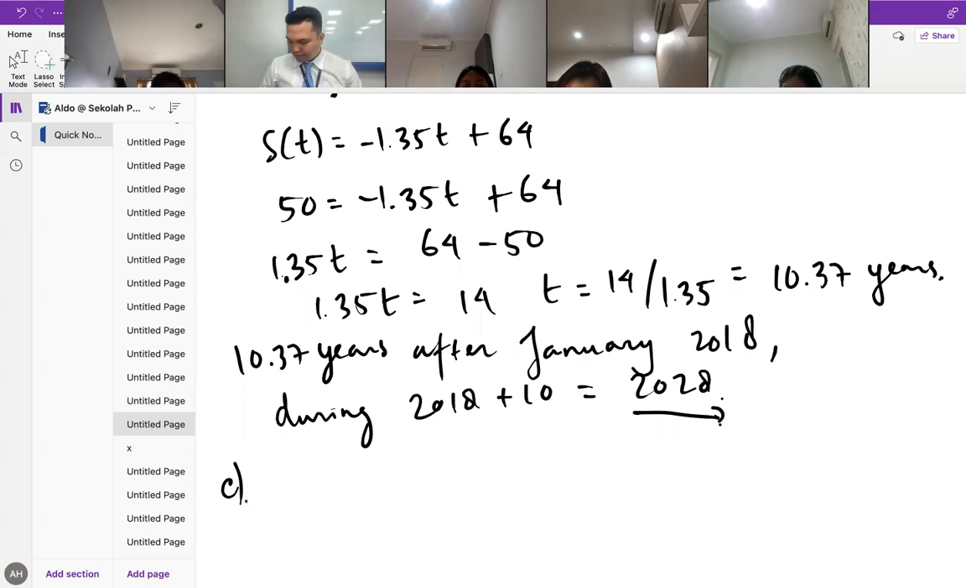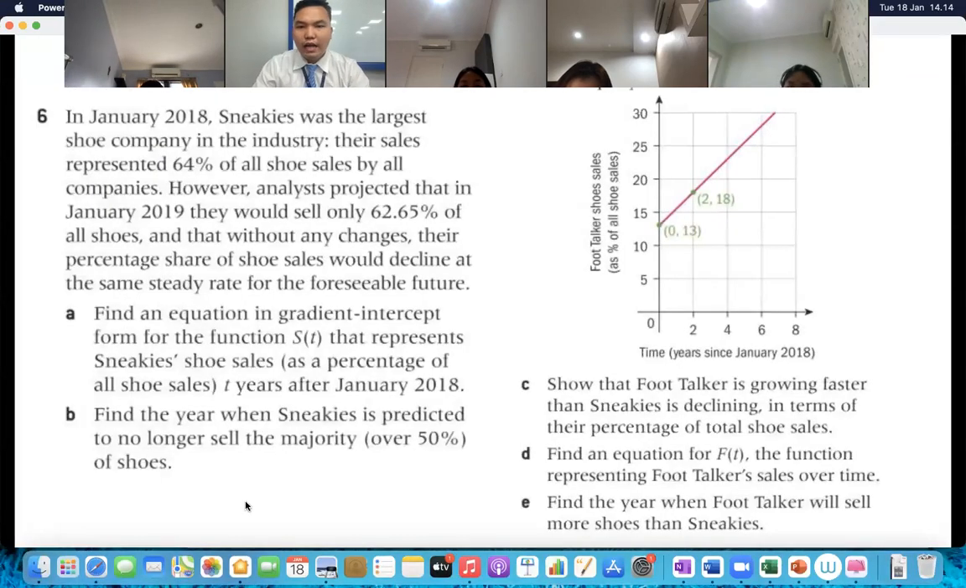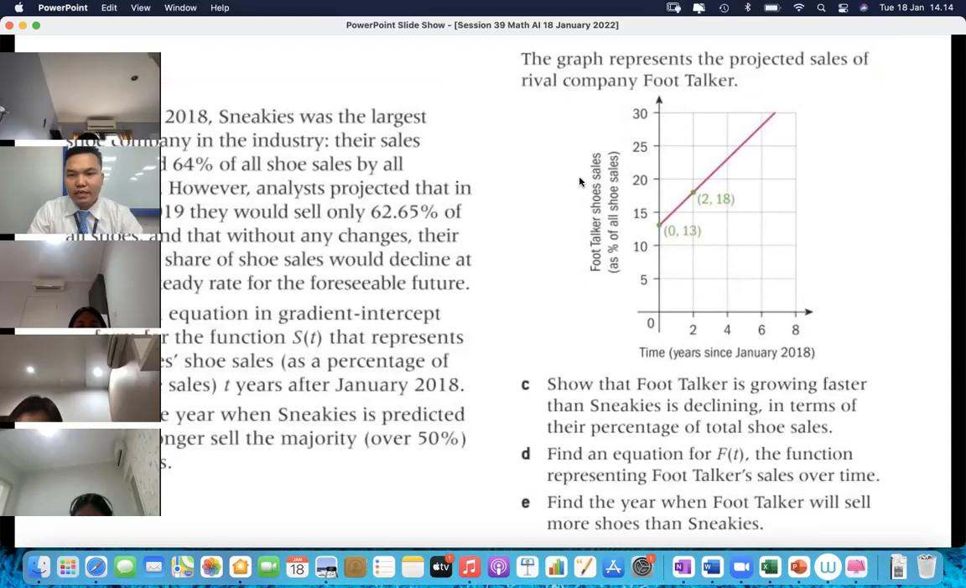Now we move to C. Now we have the graph that represents the projected sales of rival company Foodtalker. Show that Foodtalker is growing faster than Sneakies is declining. How do we know it's growing? There's an upward trajectory, so the gradient is positive. While for Sneakies the gradient is negative, minus 1.35. This should be plus something bigger than 1.35.